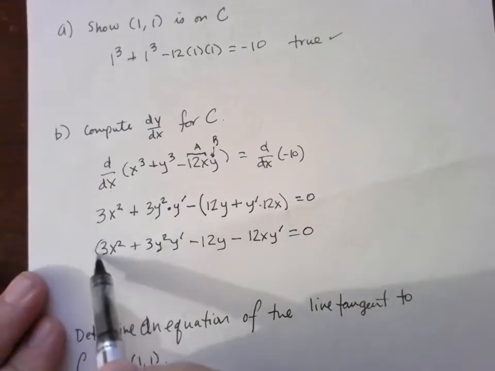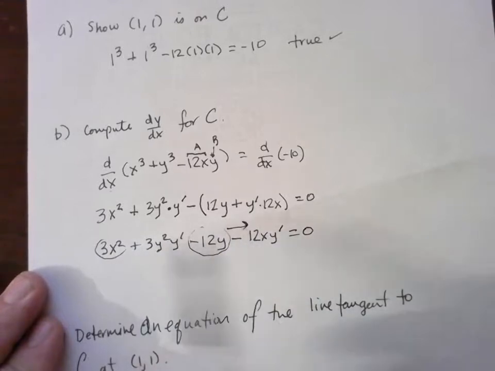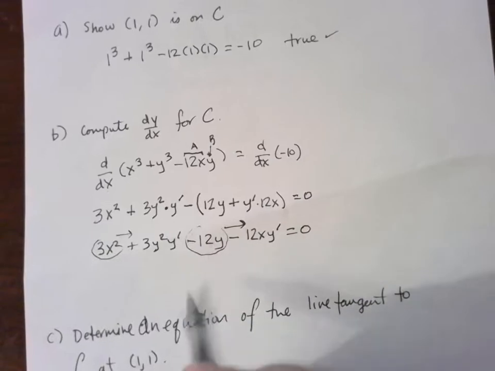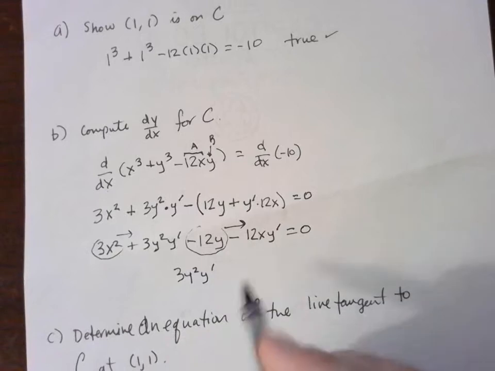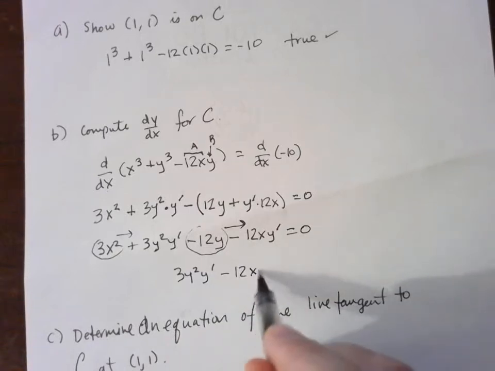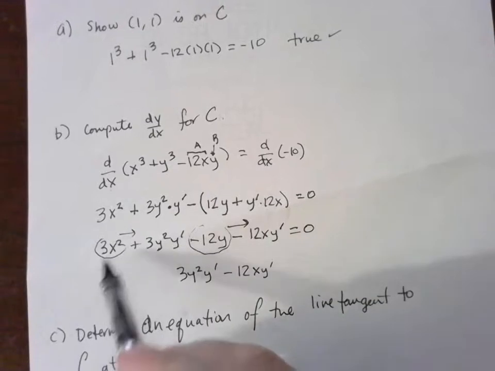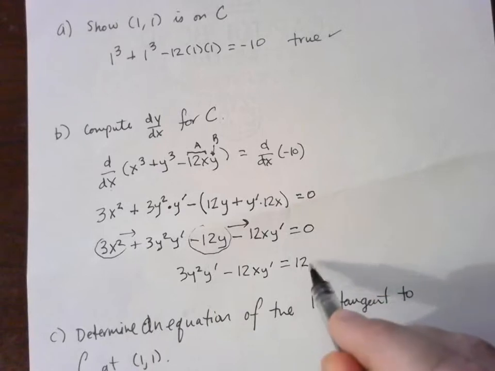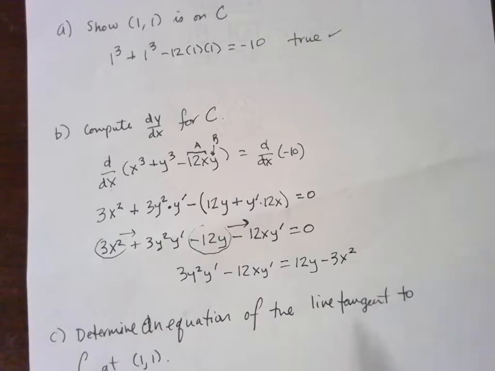So these two terms here, this term and this term, I'm going to subtract across to the other side of the equation, because these don't have y prime. These do, so I'm going to leave them on this side of the equation, on the left. So on the left I'll have 3y squared y prime minus 12x y prime, and on the right these two terms will subtract across. This one will become positive, I'll get 12y. This one will become negative, minus 3x squared.